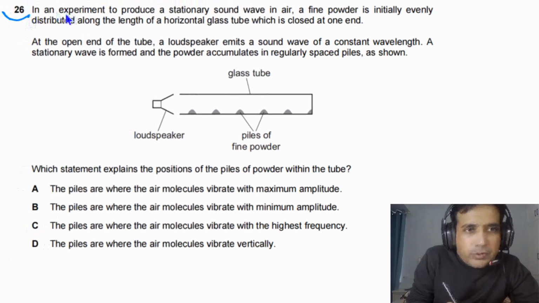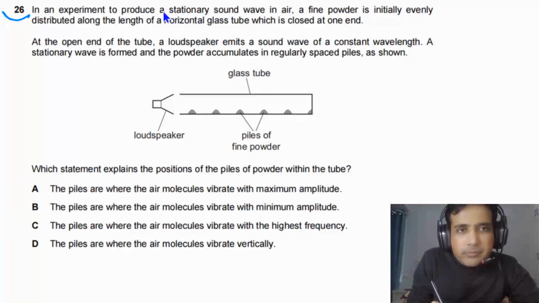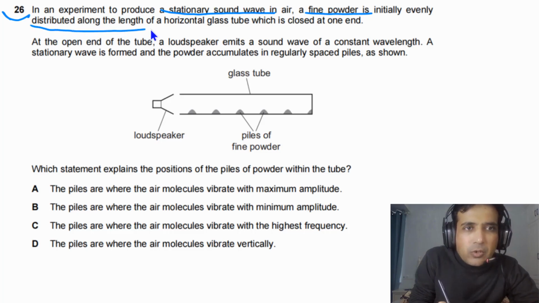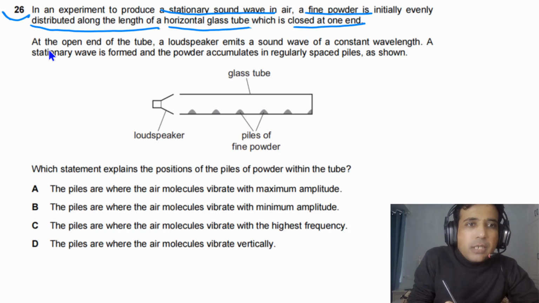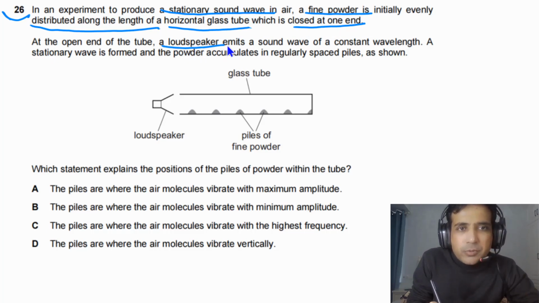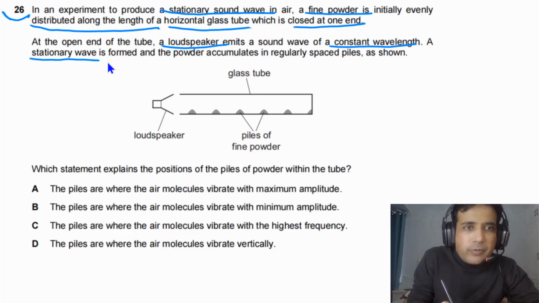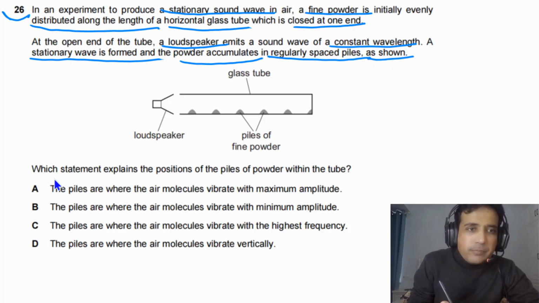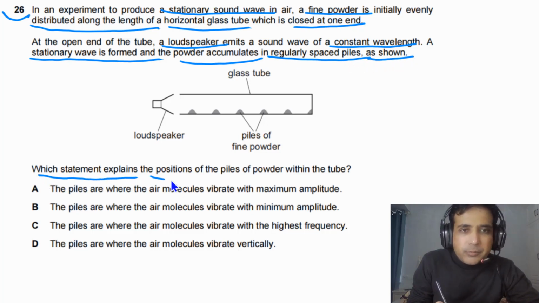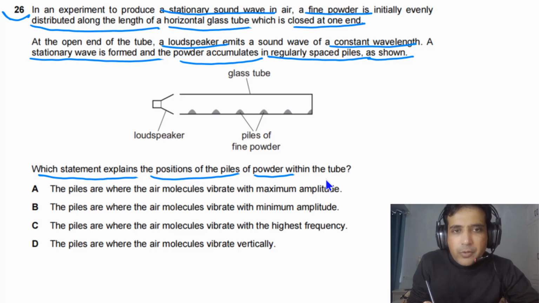For question number 26, it is given to us: in an experiment to produce a stationary sound wave in air, a fine powder is initially evenly distributed along the length of a horizontal glass tube which is closed at one end. At the open end of the tube, a loudspeaker emits a sound wave of constant wavelength. A stationary wave is formed and the powder accumulates in equally spaced piles as shown in the figure. This statement explains the positions of the piles of powder within the tube.